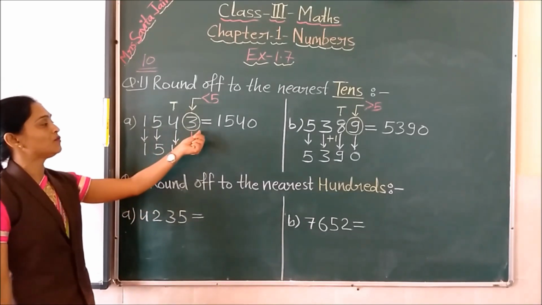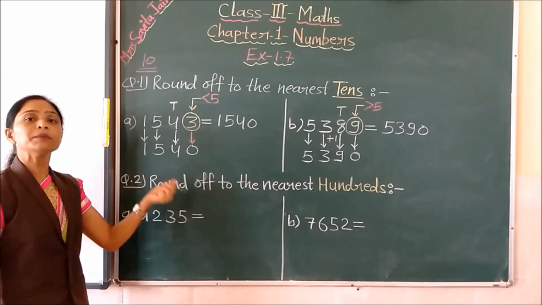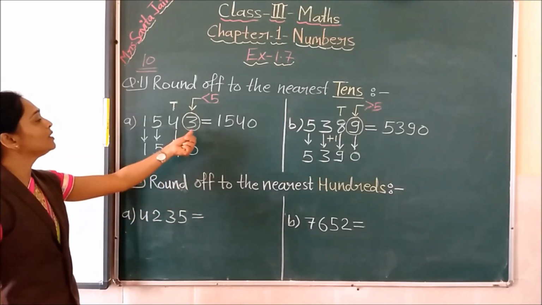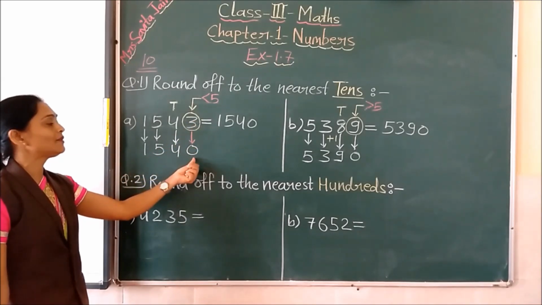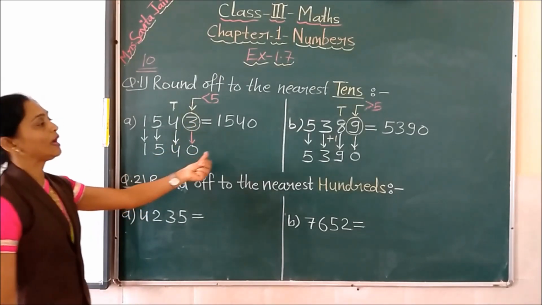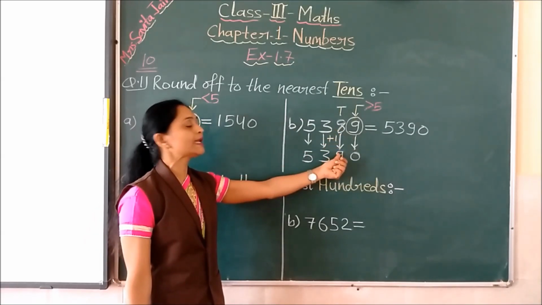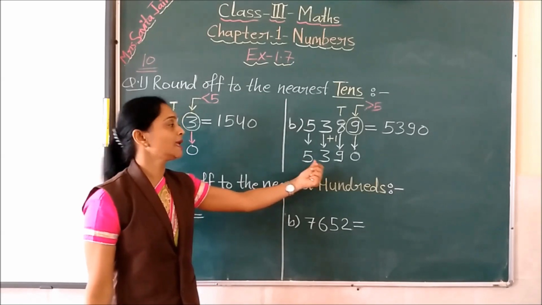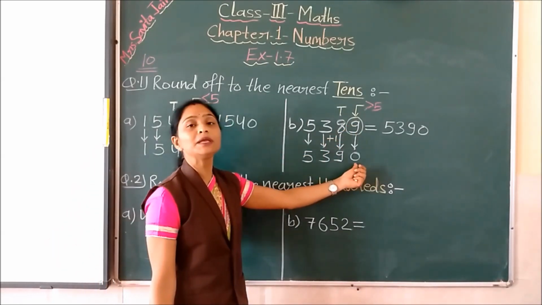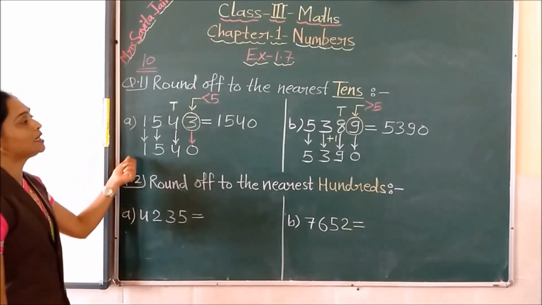Yes students, so this way you may round off any number to the nearest 10. You just have to see the ones place digit. If it is 1, 2, 3, 4, means less than 5, then you will write the second digit as it is and the ones place digit will be replaced by 0. And if it is 5 or more than 5, then you have to increase the second digit by 1 and the rest of the digits will be copied the same. And the ones place digit will be replaced by 0. So this way you may round off any number to the tens.